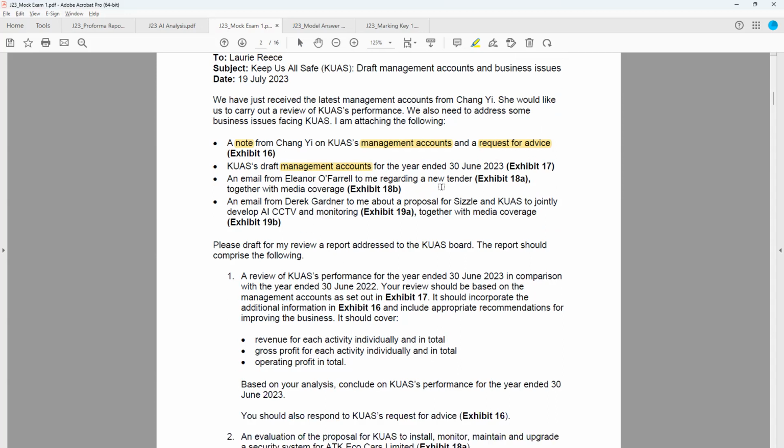You might just want to have a quick skim, but obviously requirement 2 is about a new tender. And then we've got something in requirement 3 about a strategic alliance, about something being jointly developed.